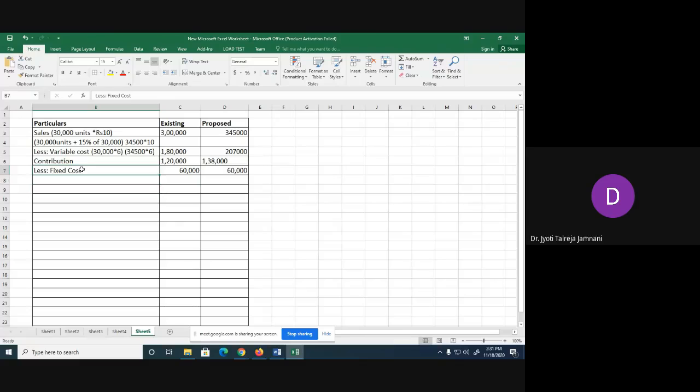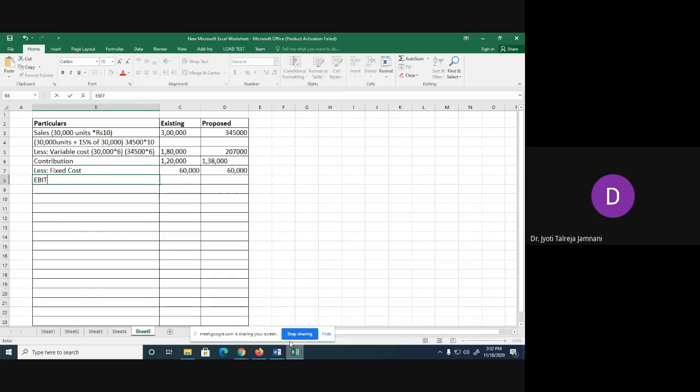The reason is in the name itself. It is fixed cost. Fixed remains fixed. It will not change with an increase in sales. Even if you produce more, fixed cost will not change. Only variable cost will change. If you produce less, still fixed cost will not change. So fixed cost remains fixed. It doesn't change with the number of units sold. Is that okay? Yes, ma'am. So we're taking fixed cost 60,000 the same for both. From contribution, when you minus fixed cost, you will get EBIT.